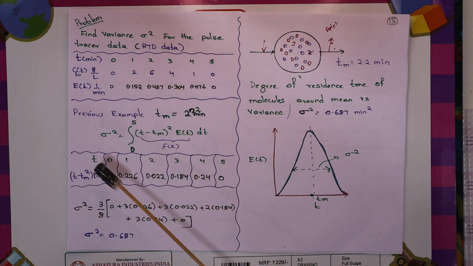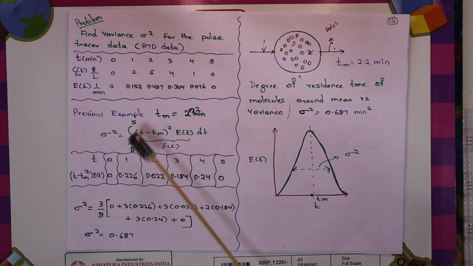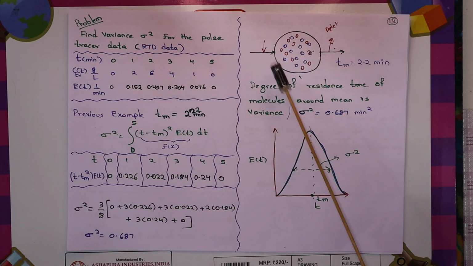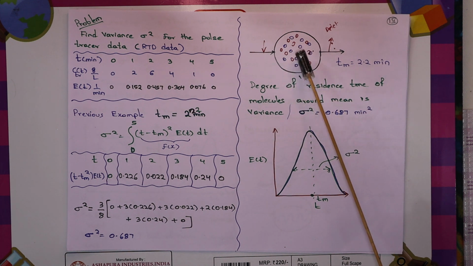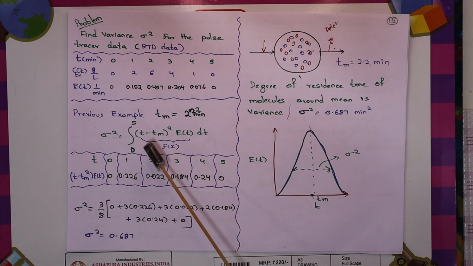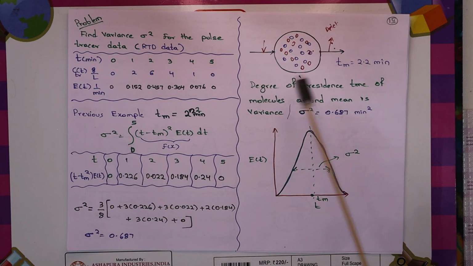If you refer to my previous classes, I have explained how these values of E of t have come. Based on the given data, the average time the molecules spent in the reactor, that is the mean residence time of the tracer molecules, is 2.22 minutes. So this is the formula that we are supposed to use to find the variance in the tracer data.